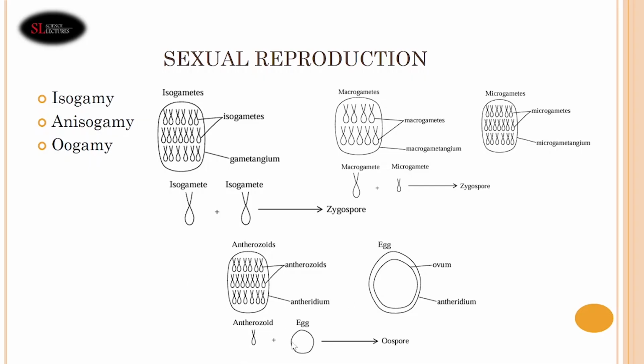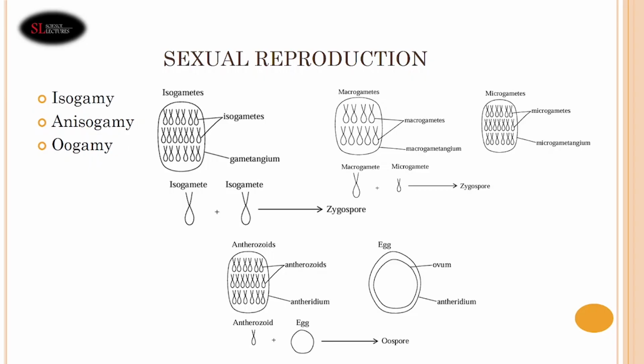Then we have them fusing with an egg or ovum, and this ovum is produced in what we call an oogonium. The two fuse together and form what we call an oospore. So oogamy is the fusion of an antherozoid with an egg to form an oospore. Just to repeat myself, we said algae has three modes of reproduction: vegetative, sexual, and asexual. We've discussed all of them.